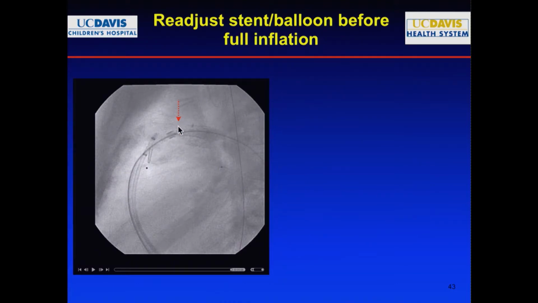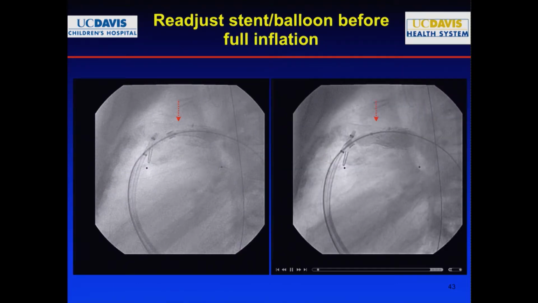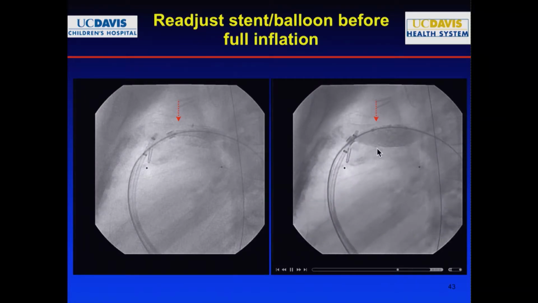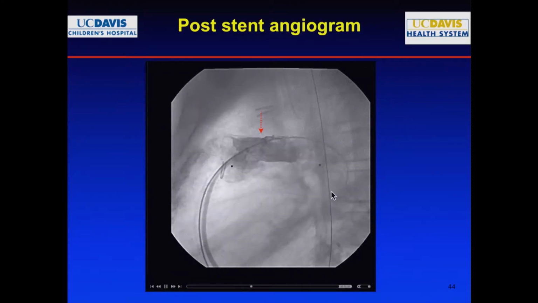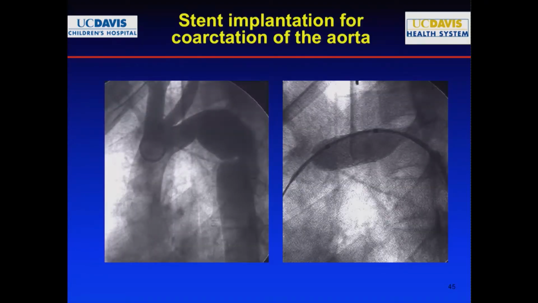Now this arrow is just to show you where the stenosis needed to be. And then you can slowly inflate it. Now by doing that, you reposition the stent, and now you can see that you are able to get yourself out of trouble. But if you push fast, you won't be able to save yourself because you don't have time to react.